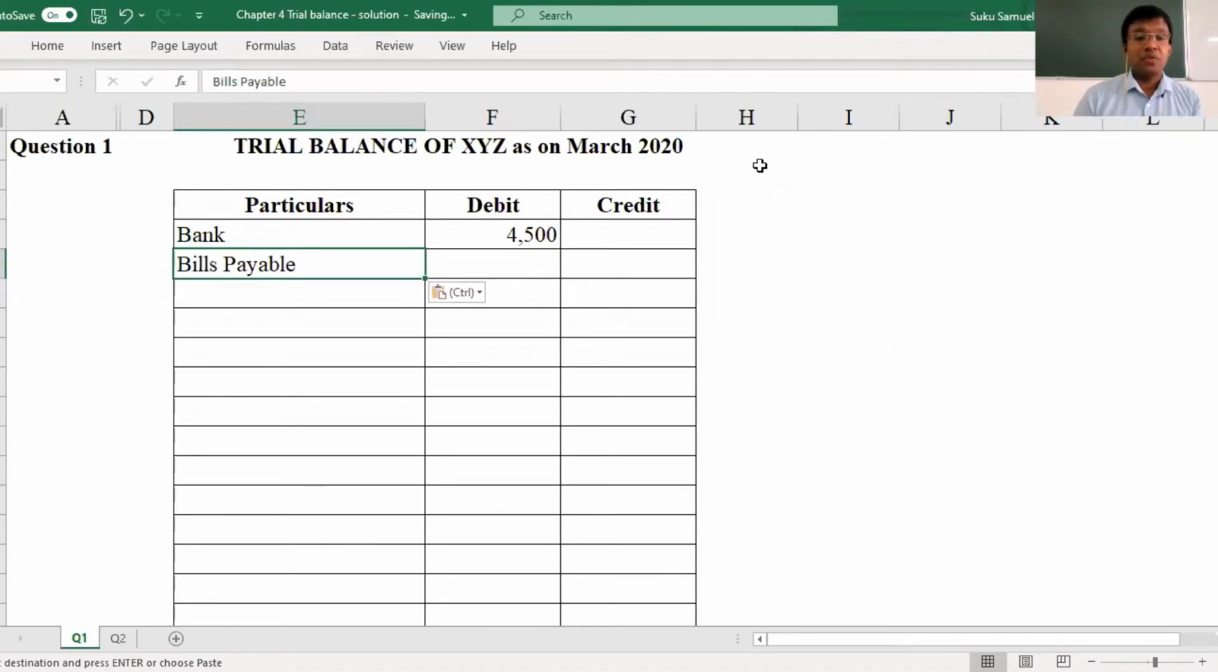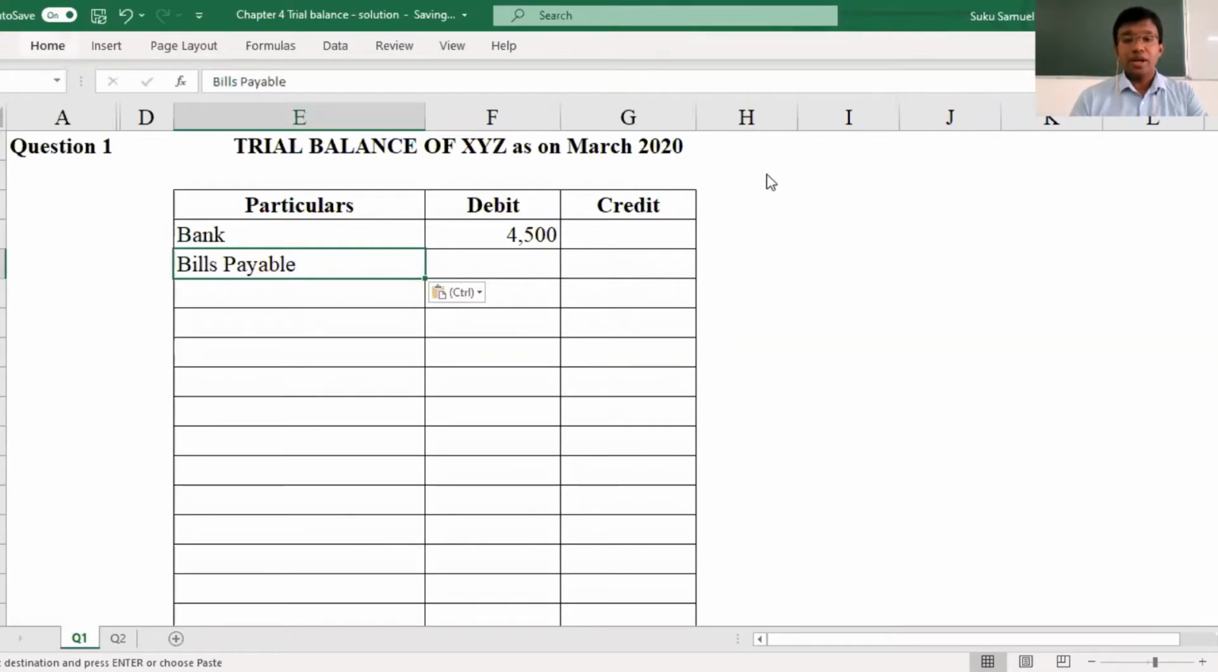The next item that we have is bills payable. What do you mean by bills payable? Bills payable refers to bills that you have to pay off. You bought certain things from some other people, with a promise that you will pay it off later. Now it is up to you to pay the money off.